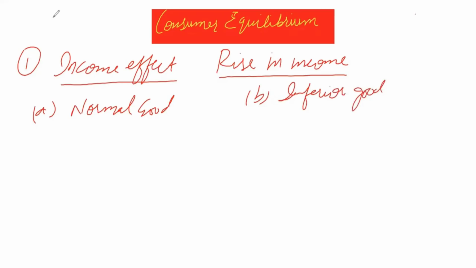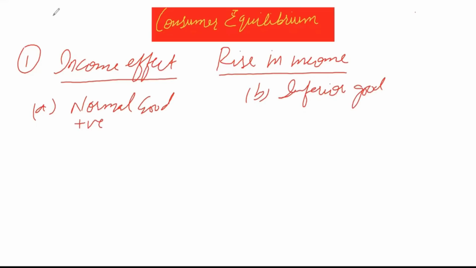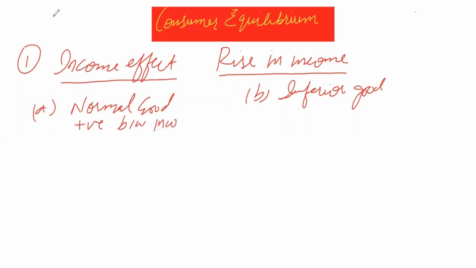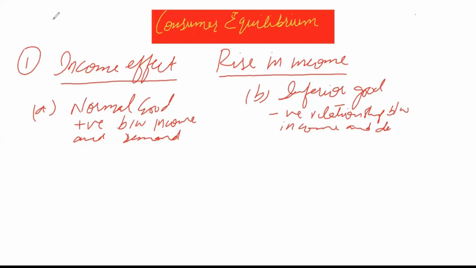Normal goods, as we have already seen in AS level, have a positive relationship between income and quantity demanded. What does this mean? This means that income and demand for normal goods move in the same direction. Like if income increases, consumer will demand more, and vice versa. Inferior goods are negatively related to the level of income, which means that if income increases, consumer will purchase less quantity, and if income falls, consumer will purchase more quantity. So income and demand are negatively related.